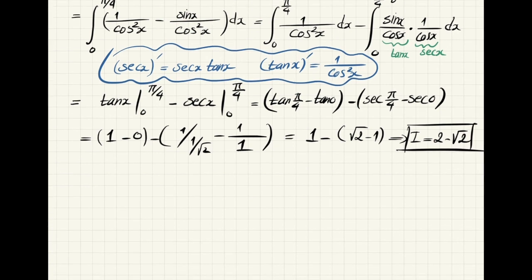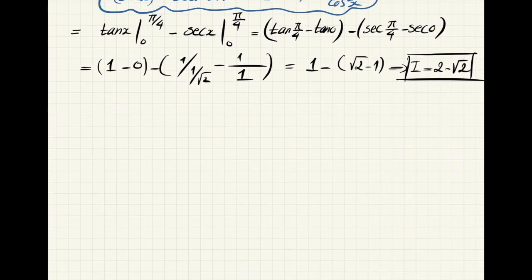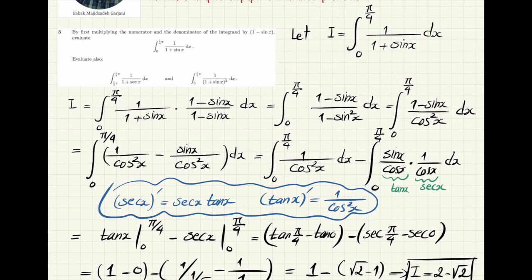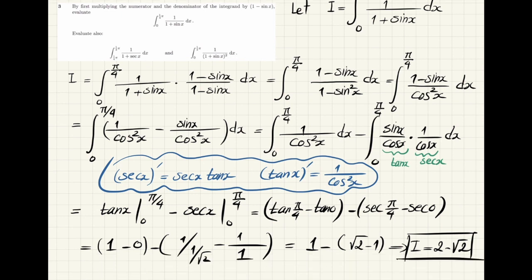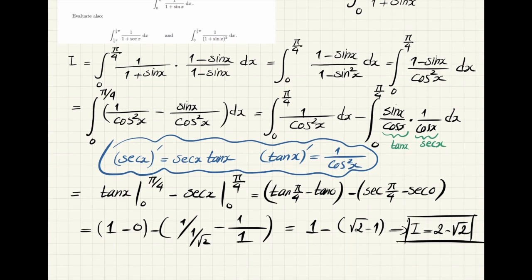Okay, we can still probably start the second one here. The second integral is the integral of 1 over 1 plus secant of x when x goes from pi over 4 to pi over 3. I will more or less use the same strategy: I multiply the numerator and the denominator by the conjugate of the denominator.